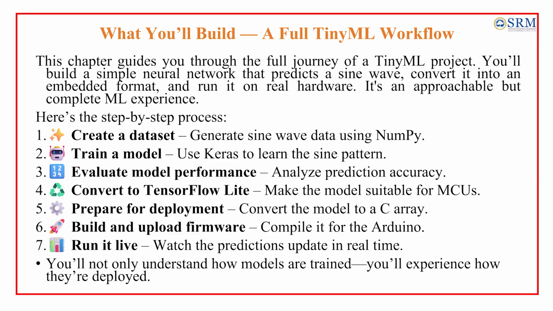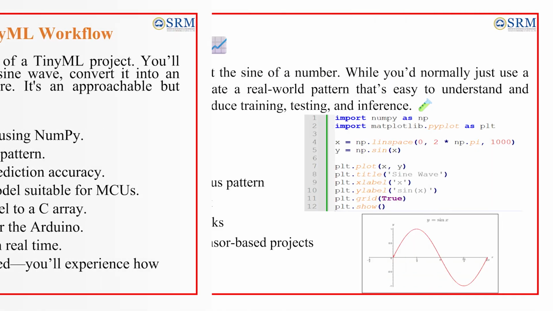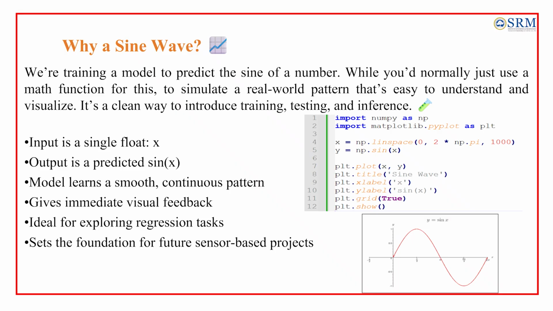Before diving into training, let's pause and ask, why do we choose a sine wave in the first place? Normally, if I wanted the value of sine x, I could just use a math library. So why train a model for it, use AI to predict a sine wave? The reason is practice. A sine wave is continuous, smooth, and predictable, making it ideal for regression tasks, where we predict continuous values. It's also easy to understand and visualize. It's a clean way to introduce AI training, testing, and inference.